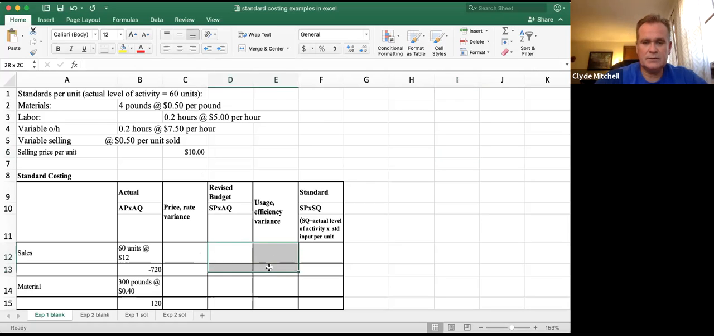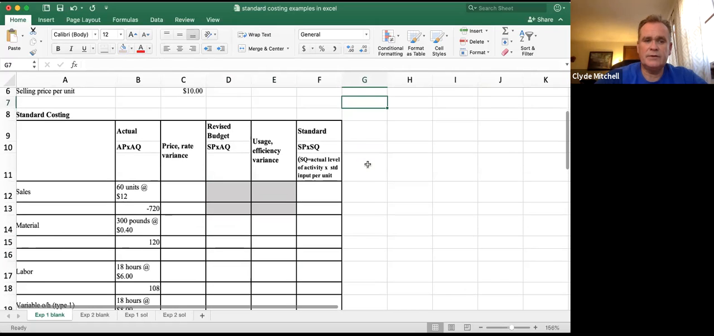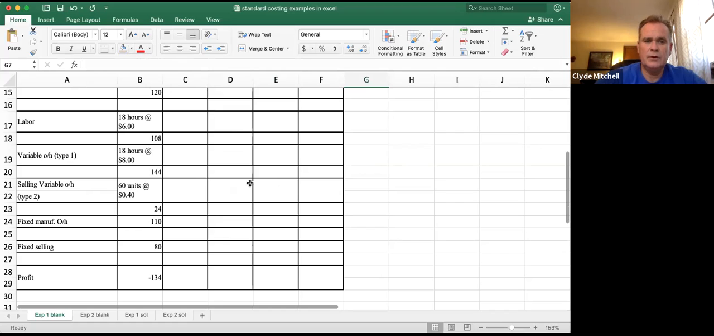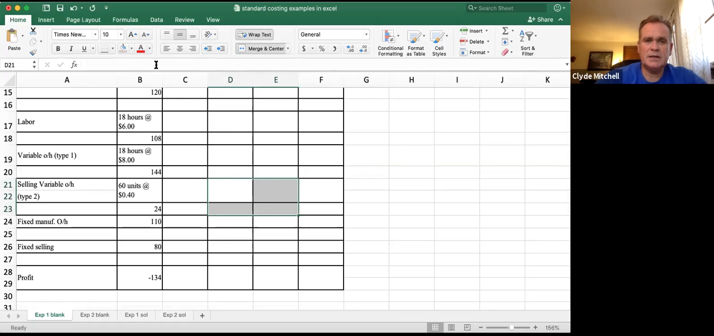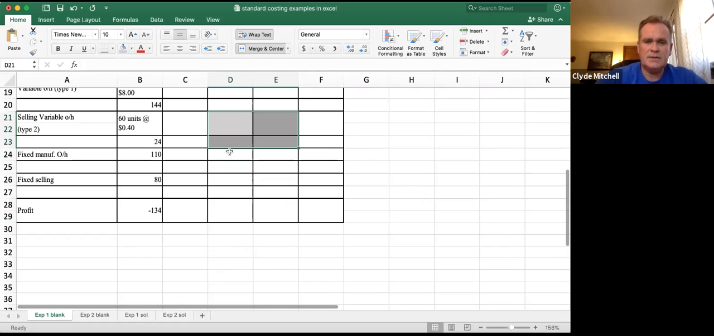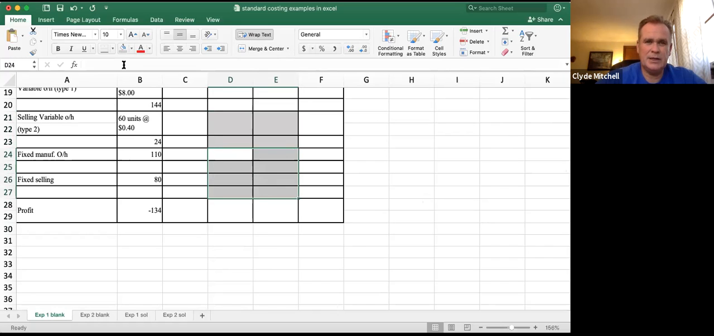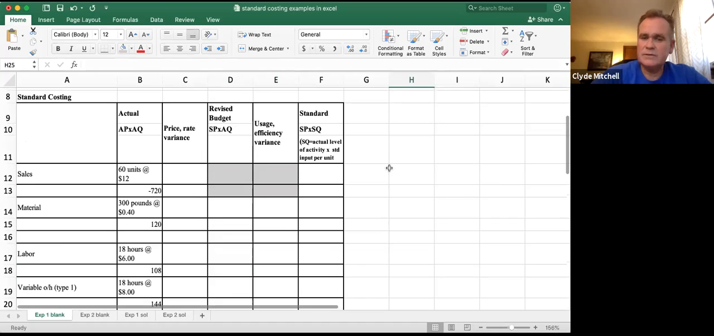So for sales, there are going to be no sales efficiency or volume variance. And the same is going to hold true for the variable selling overhead expense. There's going to be no volume variance or efficiency variance. And the same is going to hold true for fixed costs, because for fixed costs, there can't really be any volume variance if we're using variable costing. Obviously, for absorption costing, that's a different story.